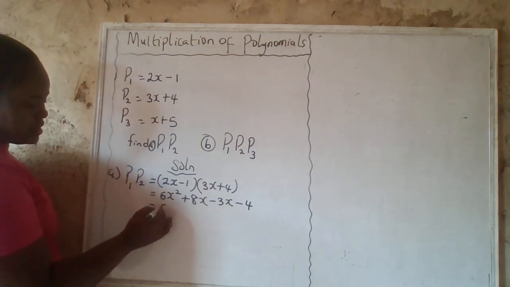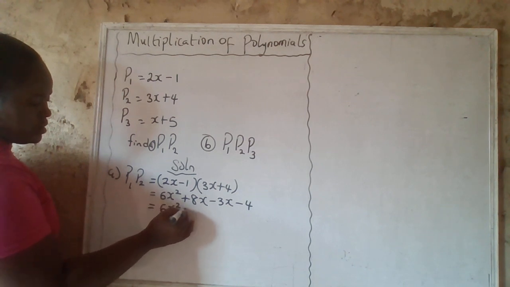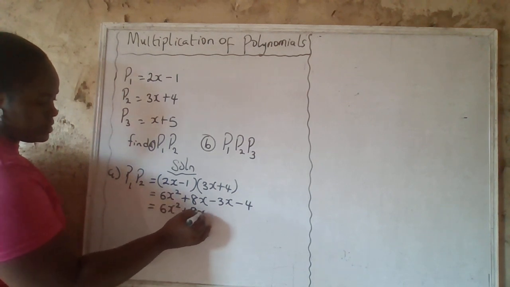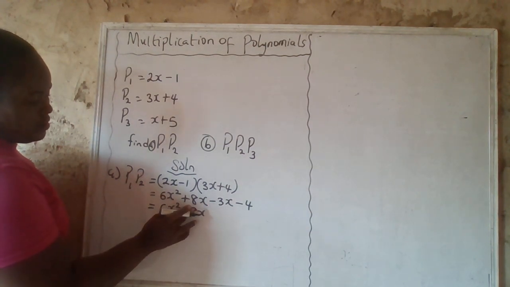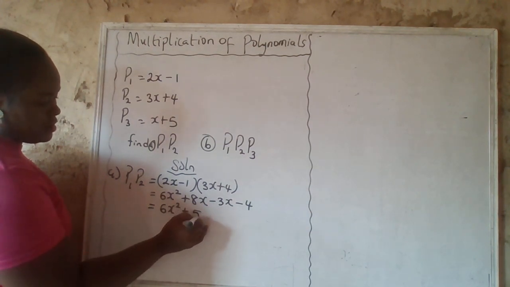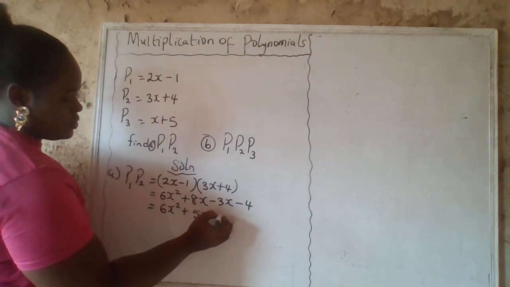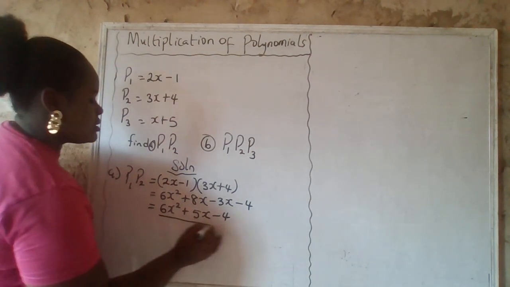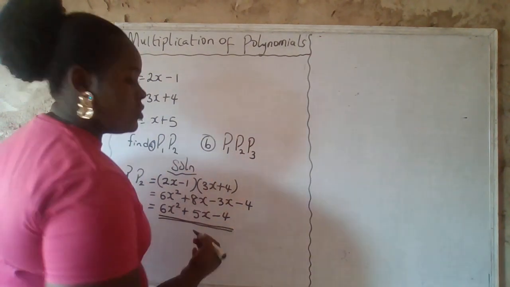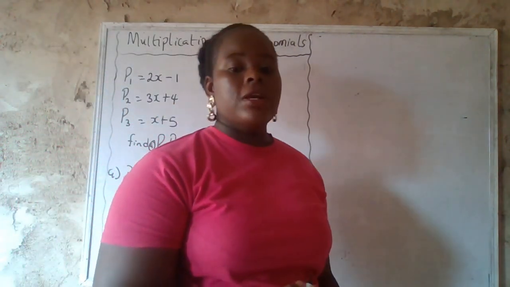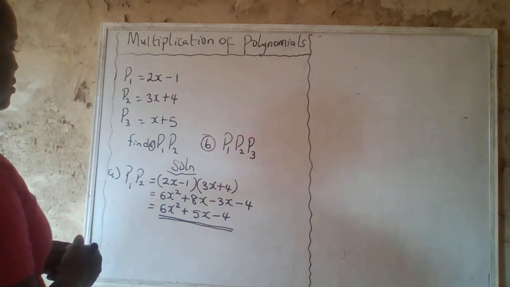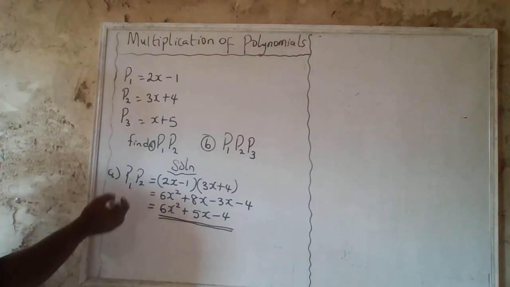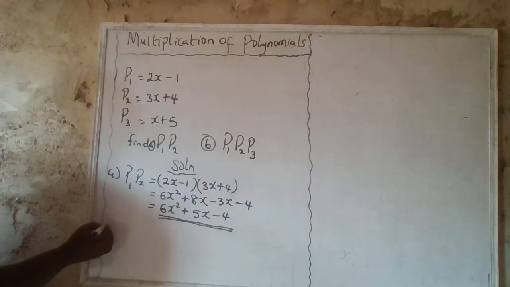So we now have 6x squared plus 8x minus 3x, which will give me 5x, minus 4, and that is it. So you see that there is nothing much in multiplication. It's simply expanding the polynomials.